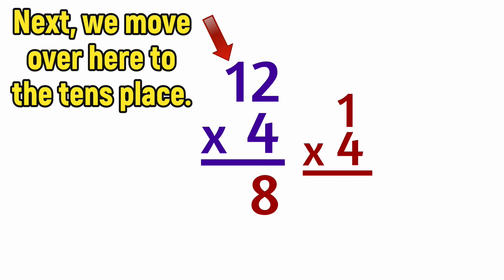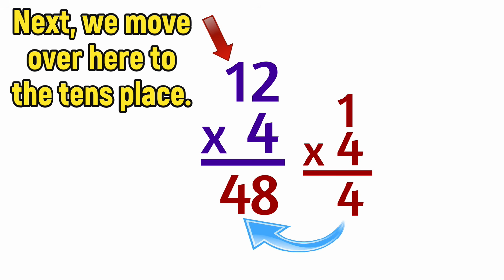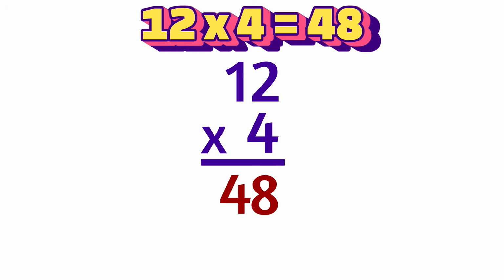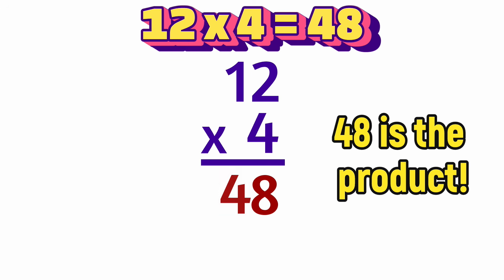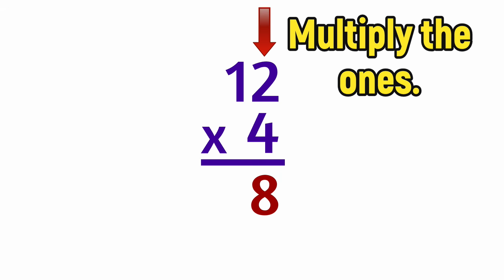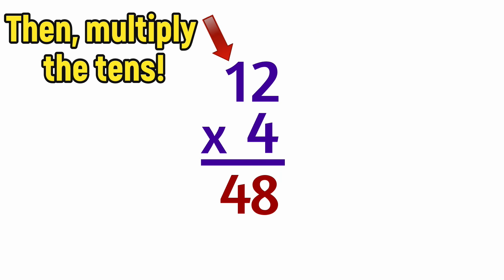What is 1 times 4? Yep, 4. It's the number 4, 1 time. So we'll write the number 4 here in the tens place because we were multiplying the tens. And that's it. We have our answer. 12 times 4 equals 48. Clancy is ordering 48 cupcakes. Wow! 48 is the product. Hey, great job solving that. All we had to do was multiply the ones and then multiply the tens.